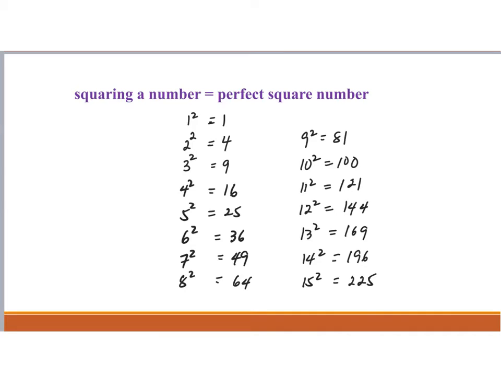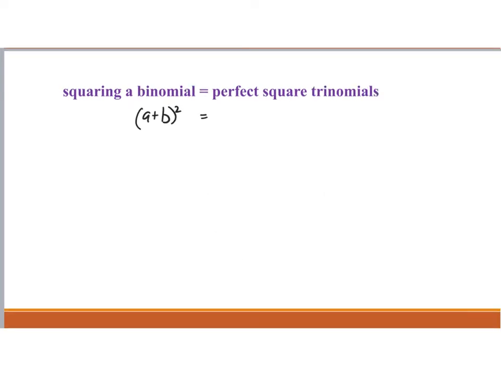In algebra, when we square a binomial, the result is a trinomial, and we have seen this before. When we square a plus b, for example, we have seen that the result, when we FOIL this, is a trinomial. We even came up with a formula for it: a squared plus 2ab plus b squared. And this trinomial has a special name. It's called a perfect square trinomial.